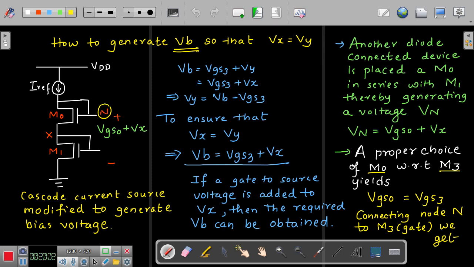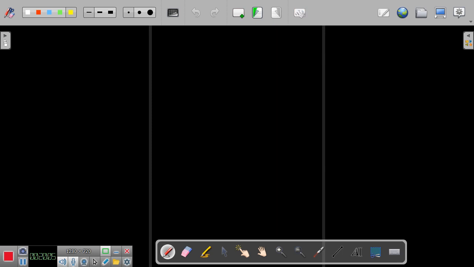I will write in the next frame only because this is full. Connecting N to M3. So I will redraw the diagram now with all these things.